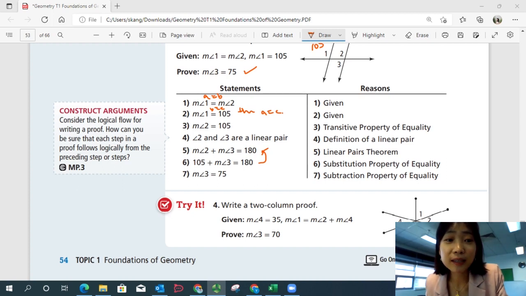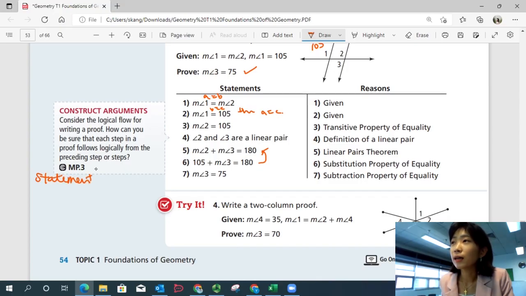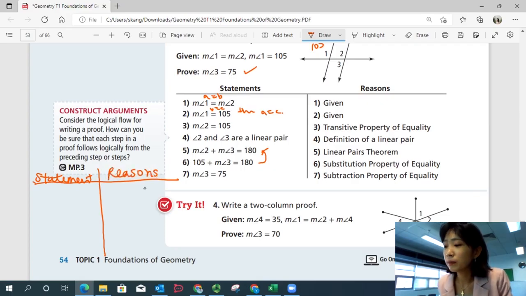Okay, are you ready to check answer? This is your last try it for the lesson. All right, let's look at the 2-column proof. We're going to write a statement section and then the reasons section, right? So first, what do we have? The given statement. Measure of angle 4 is equal to 35.